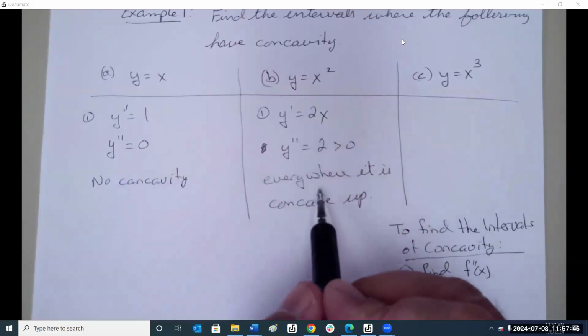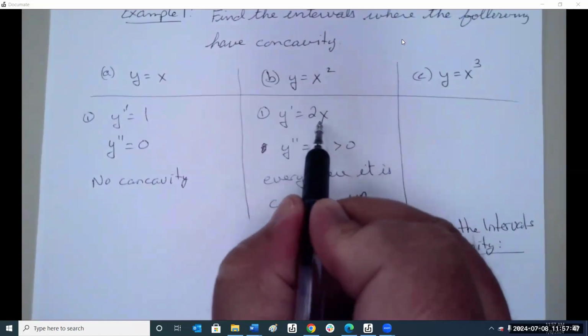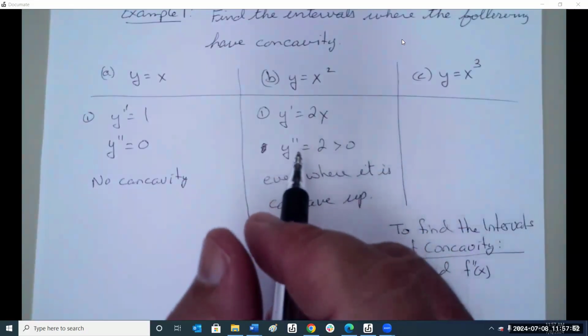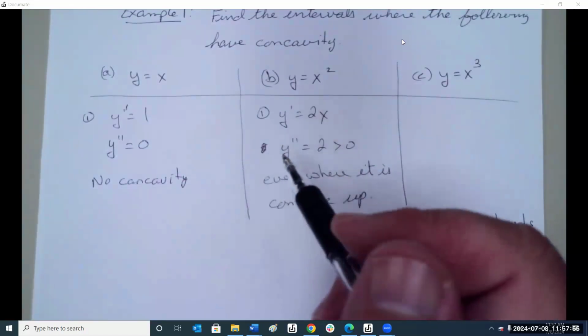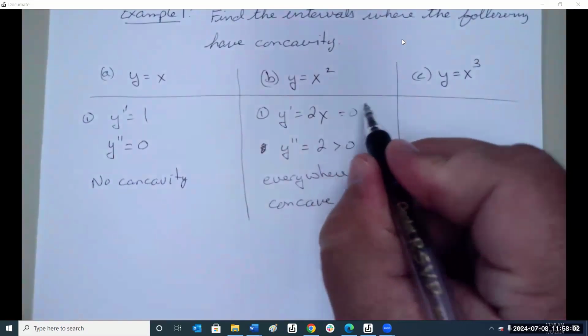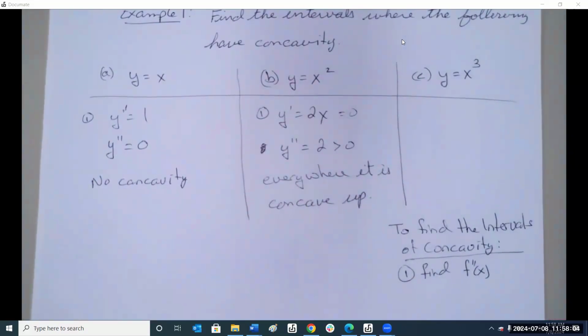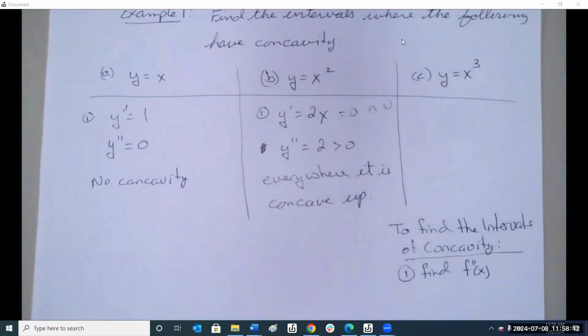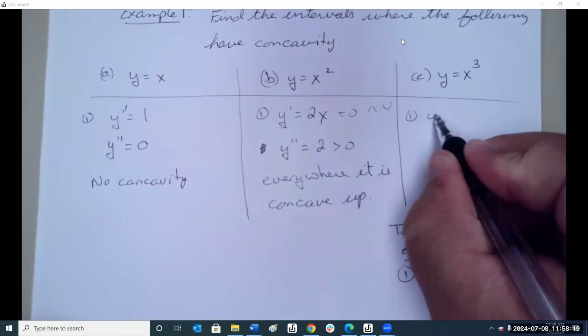And we can also tell that we're going to have concavity because the first derivative can change from positive to negative and can equal 0. If you have a vertex, then you have concavity. So we can set this one equal to 0. Now we have a vertex at 0. That means it's either going up everywhere, or it's going down everywhere. It's either concave up or concave down, because we have a 0 point. Let's look at the last one.